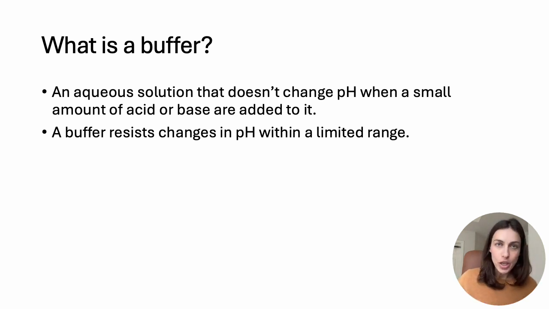So buffers are solutions, which again means water with specific molecules dissolved in it. It has specific molecules, these buffering molecules, that when acid is added, it still doesn't make it so that there are more free-floating protons in there. Or when base is added, it doesn't mean that it now has fewer free-floating protons in it. How is this possible?